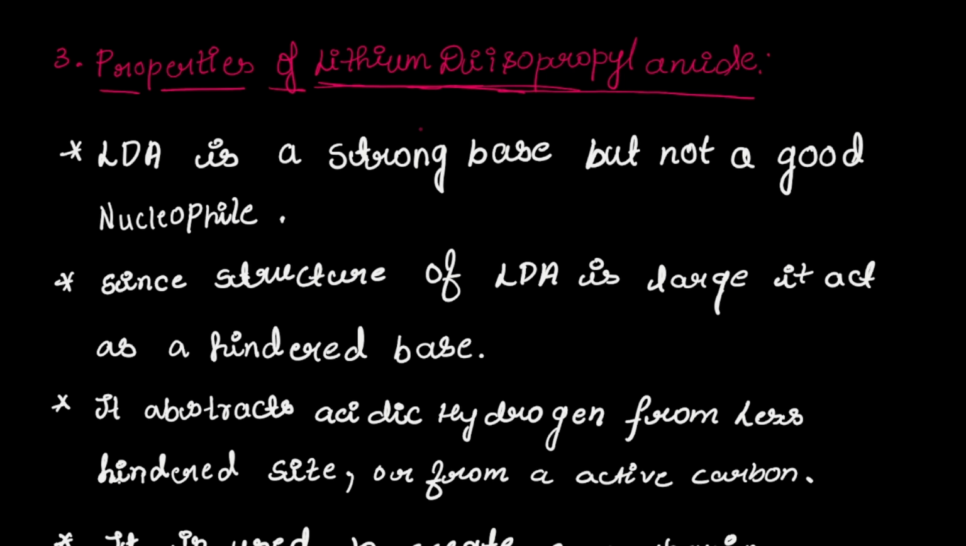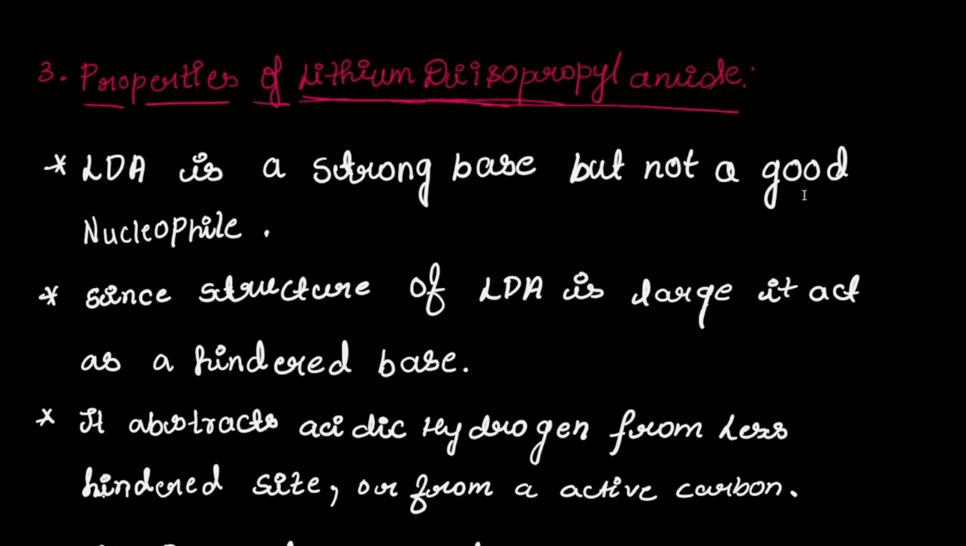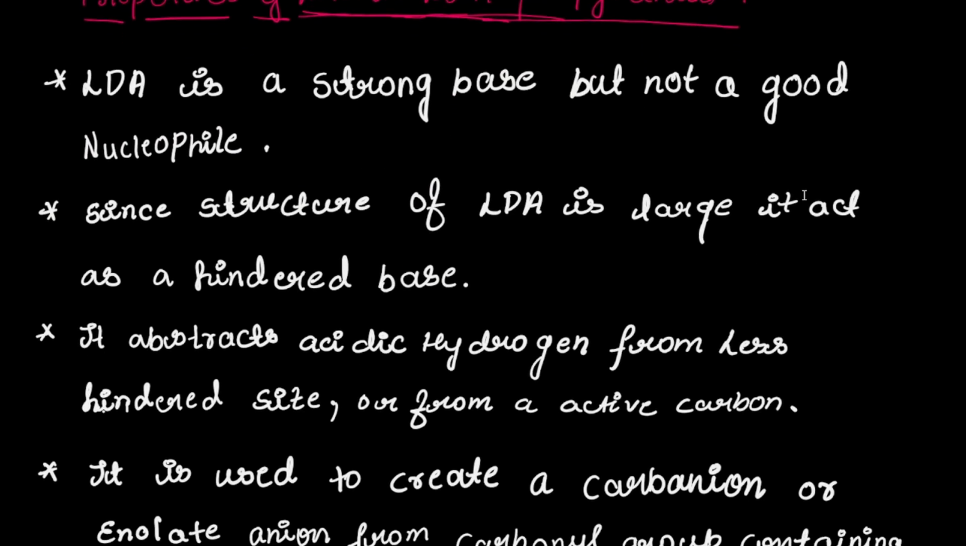That is, in a molecule, if there are large atoms or large sites present, there's a steric hindrance between the molecule and this lithium diisopropylamide. The next point is it abstracts acidic hydrogen from a less hindered site or from an active carbon. Since we know that it is a strong base, and strong bases abstract hydrogens which are acidic, LDA abstracts acidic protons from a less hindered site or from an active carbon center.